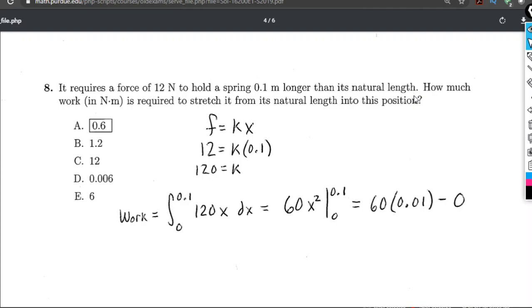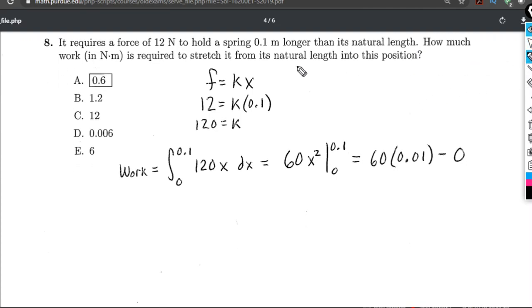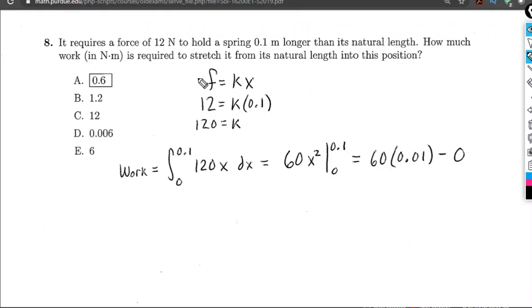Moving on to question 8. This is a physics question rather, and the spring force will be F equal to kx, where F is the force, k is the spring constant, and x is the stretch, the length beyond its natural length. So here, plug in 12 needed for 0.1 of stretch, and you get a spring constant of 120. It's pretty big, and it's Newton per meter. Sometimes the units are important since you can tell if your answer is right by the units.